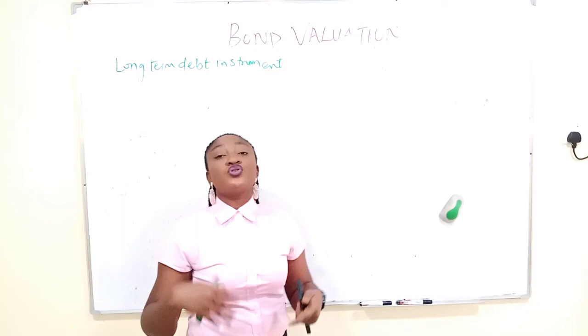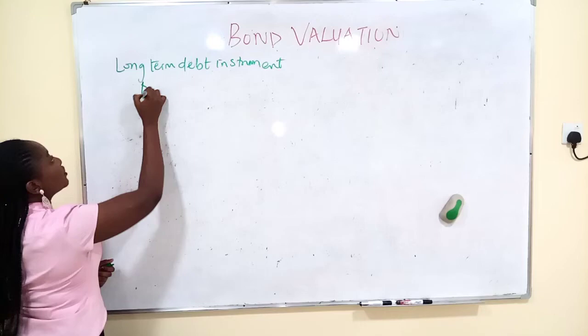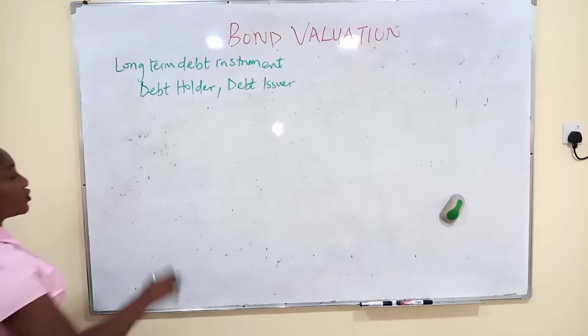So let's say your company wants to raise money through debt. It means your company is a debt issuer and the people putting money in are the debt holders, that's the investors. So you need to know the meaning of debt holder and debt issuer. So let's talk about the features of the bond. I want us to be fast, I want us to solve like three examples in this video.